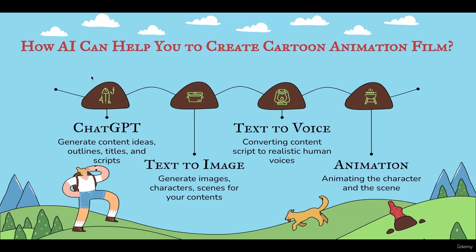So the first component of the filmmaking process that you can outsource to AI tools is writing the content script. Not only that, you can also utilize AI to generate ideas for your film, character ideas, titles for your film, and also the main outline of the content.